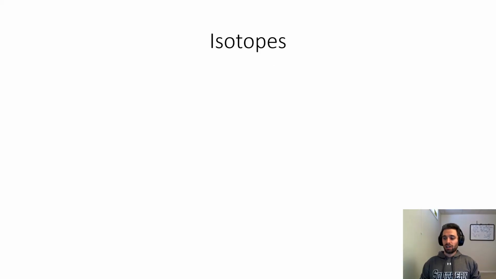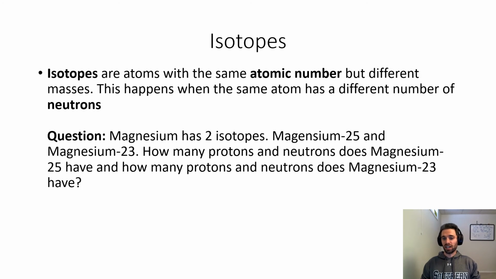As we just saw, an atom can have a different number of neutrons without changing the identity of that atom or element. We call this idea isotopes. Isotopes are atoms with the same atomic number, but different masses. This happens when the same atom has a different number of neutrons.